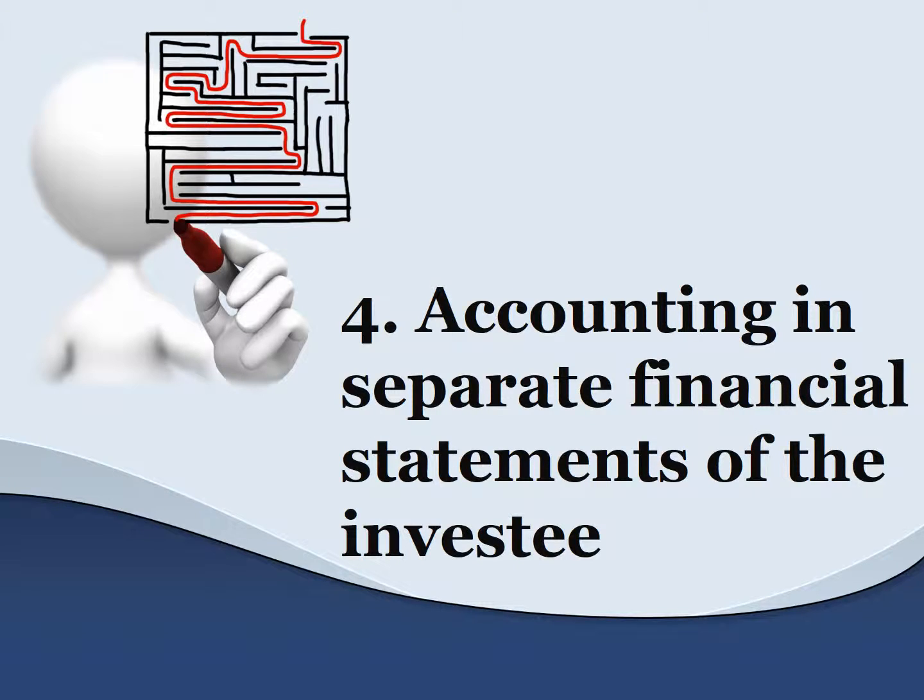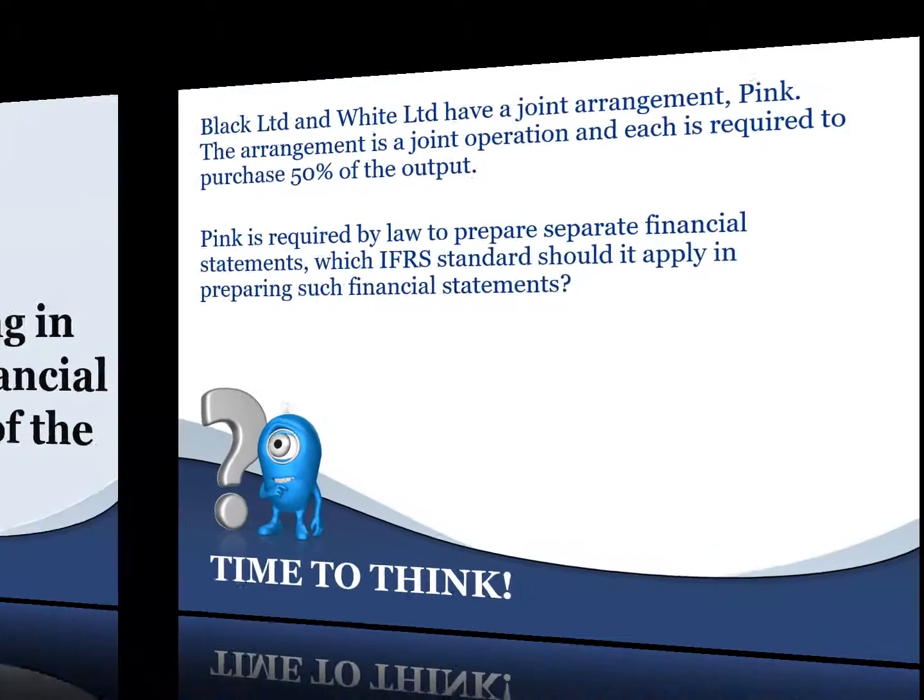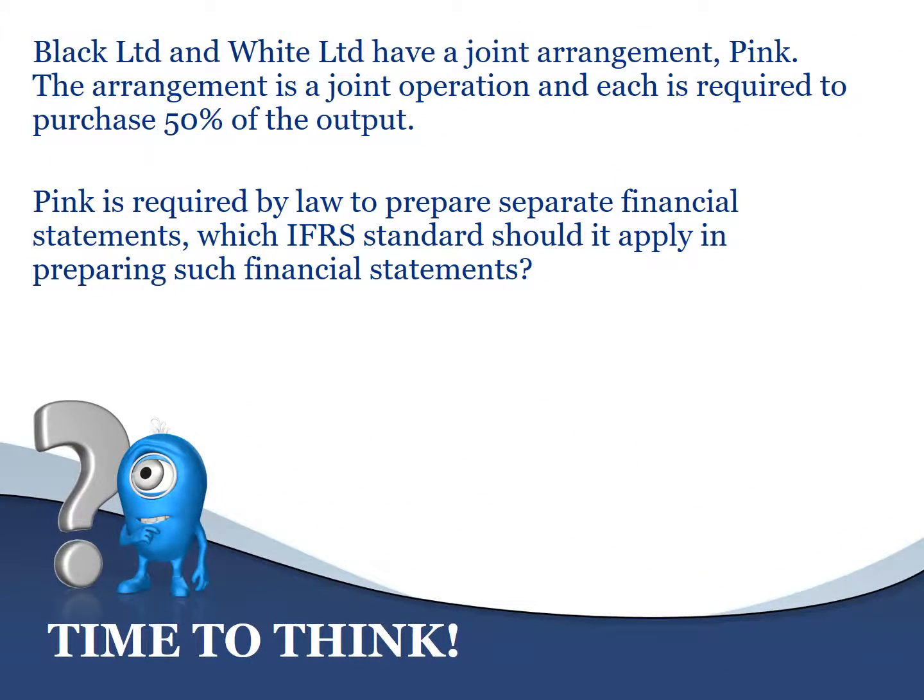The fourth item for us to consider is the accounting in the separate financial statements of the joint operation itself, which we've referred to here as the investee. In this scenario, just to illustrate and create context, Black Limited and White Limited have a joint arrangement, which is Pink. The arrangement is a joint operation, and each is required to purchase 50% of the output. Pink is required by law in the country in which it operates to prepare separate financial statements. Which IFRIC standard should it apply in preparing such financial statements?